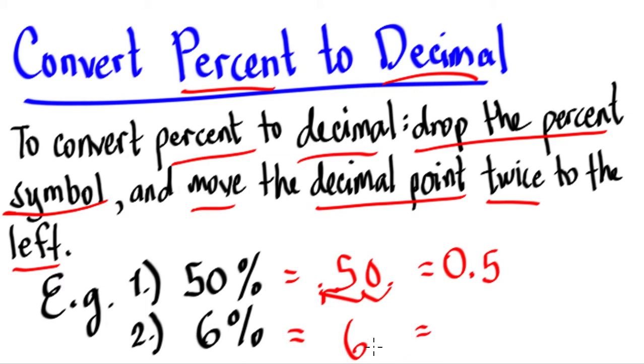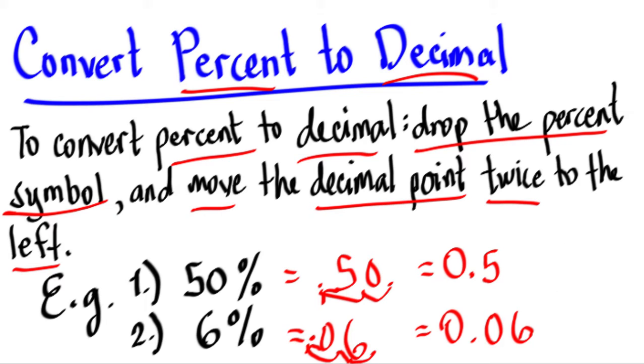Here for 6%, we're going to drop the percent symbol. That's going to give us 6. And we're going to move the decimal point twice going to the left. So if it starts here, let's move 1 and 2. It's over here. And then we're going to make use of our placeholders, as always, the 0. So the answer for 6% is 0.06. Okay, 0.06 is different from 0.6. 0.6 is 60%. 0.06 is 6%.